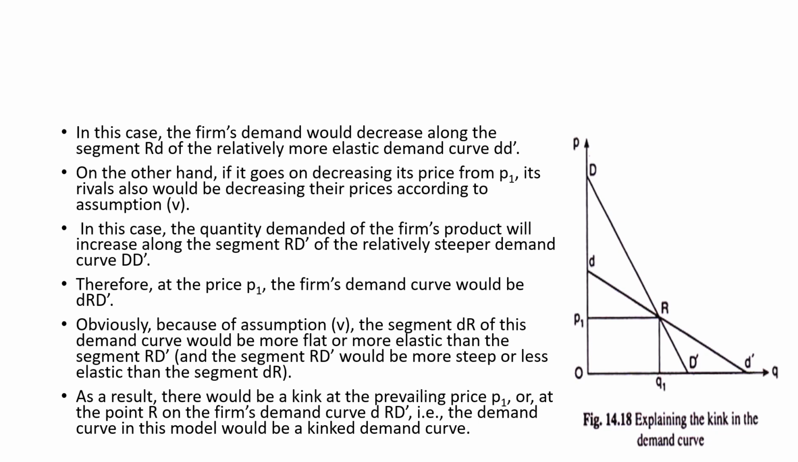This is all because of assumption 5, and the segment dR of this demand curve would be relatively flat, or more elastic, than the segment RD, meaning small dR and capital RD. As a result, there would be a kink at the prevailing price P1, or at the point R on the demand curve dRD. When I say dRD, it means small letter d, R and capital letter D. So the demand curve in this model would be a kinked demand curve.